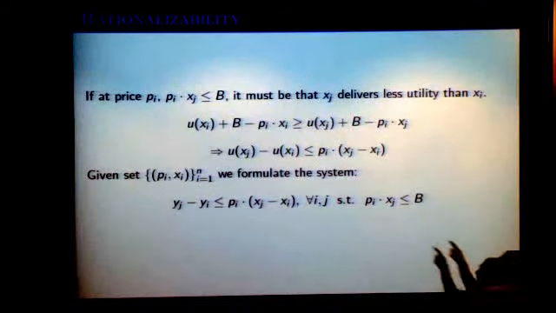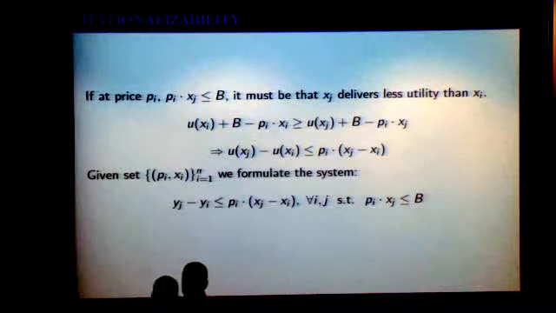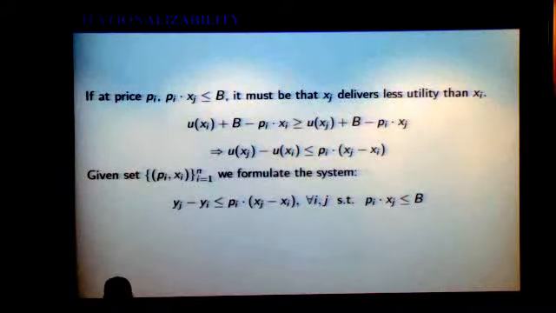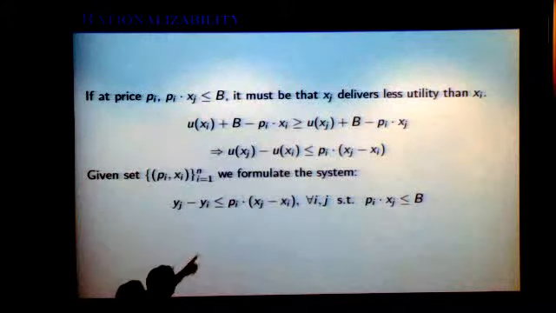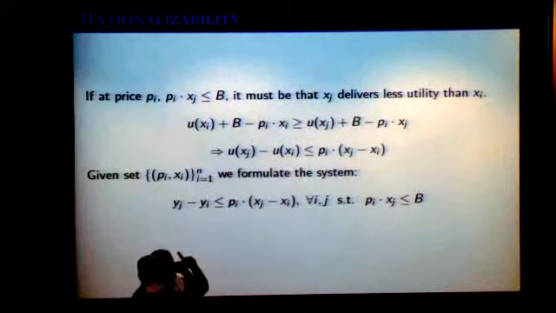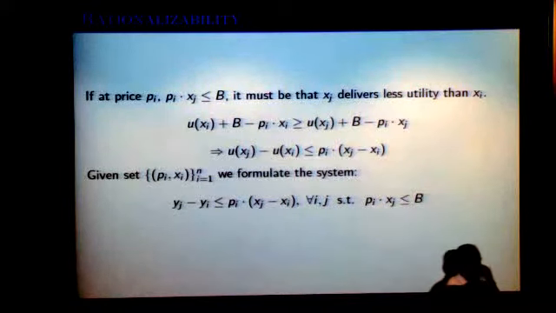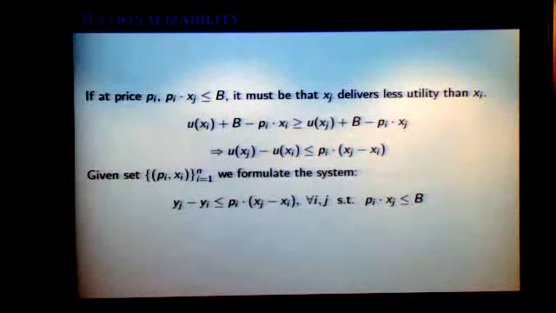Now, what am I after? I'm after the u's, right? The u's are my variables. Let's rewrite the system. Remember, the u's are the variables. What's on the right-hand side we know, because we observe that. So in a sense, what is the question I'm asking? Is that system feasible?